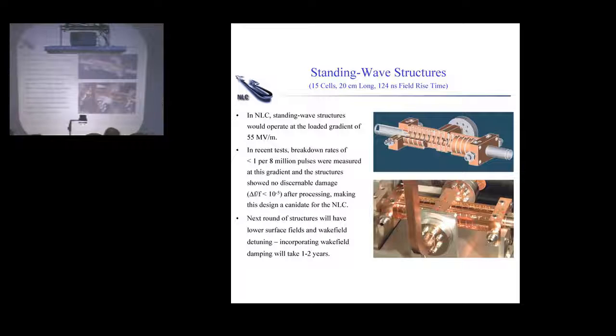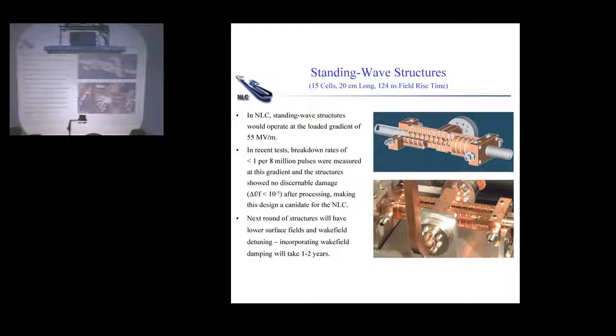And in a recent test, these are fairly short. They're about 20 centimeters long here. The one that ran, ran with less than 1 in 8 million pulses. So basically it stays on all the time, and didn't see any damage. So these are certainly a candidate for the NLC.